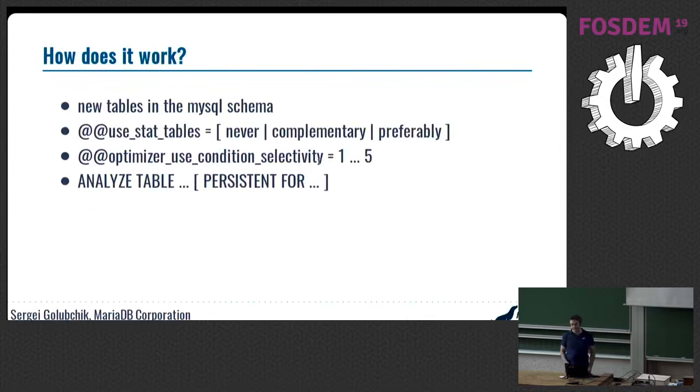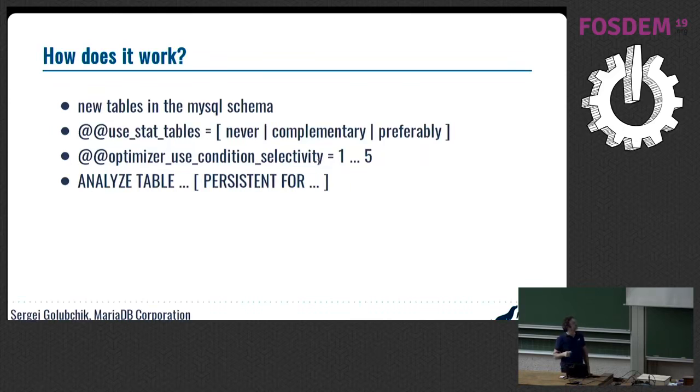Now, I'm not going to recite the manual, so I'm just giving you a few pointers, a few keywords. If you're interested, you either download my talk later or just take a picture of the slide, and these are the words you can later look up in the manual. So very briefly, it is implemented by having new tables in the MySQL schema where all the statistics is stored. There's a new system variable called use_stat_tables that tells the optimizer when to use these engine-independent statistics. It could be never or preferably and so on. And there's optimizer_use_condition_selectivity, which I'll be talking about for the rest of my talk, which tells the optimizer which exactly parts of the engine-independent statistics the optimizer is allowed to use.